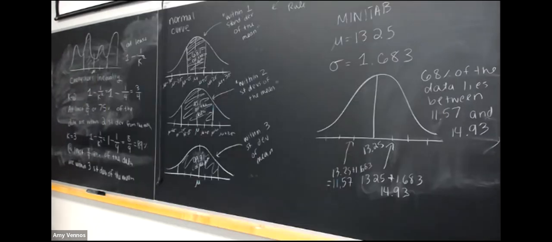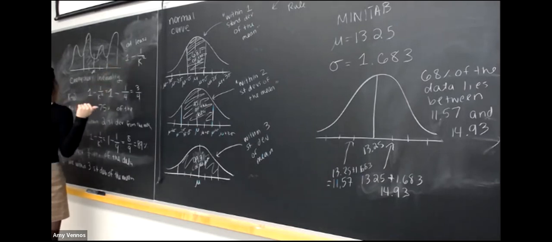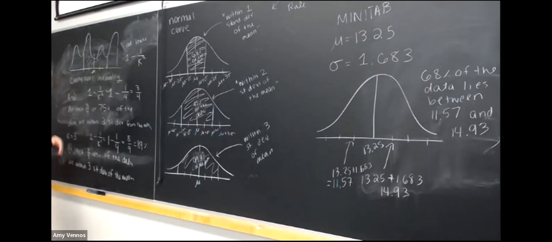You might be wondering why I didn't plug in k equals 1. Well, if I plugged in k equals 1, I get 1 minus 1, which is 0, right? So Chebyshev's inequality doesn't really work for 1 standard deviation away from the mean, but we can do k equals 2 and k equals 3.